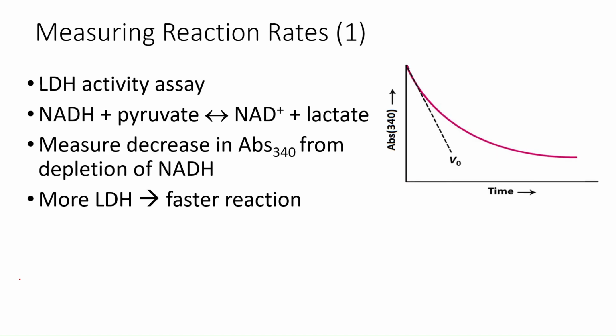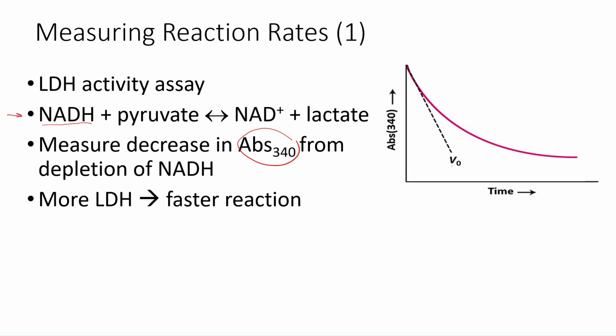So let's go into how we might measure the speed of a reaction. One method of looking at reaction rates is something we've discussed previously, which is the activity assay, in particular the LDH activity assay. LDH is an enzyme that catalyzes this reaction: NADH plus pyruvate is converted to NAD+ and lactate. During the activity assay, we measure the depletion of NADH, which is the reactant in this reaction. NADH absorbs strongly at 340 nanometers, and so we measure the decrease in absorbance at 340 nanometers as NADH gets depleted over the course of this reaction.